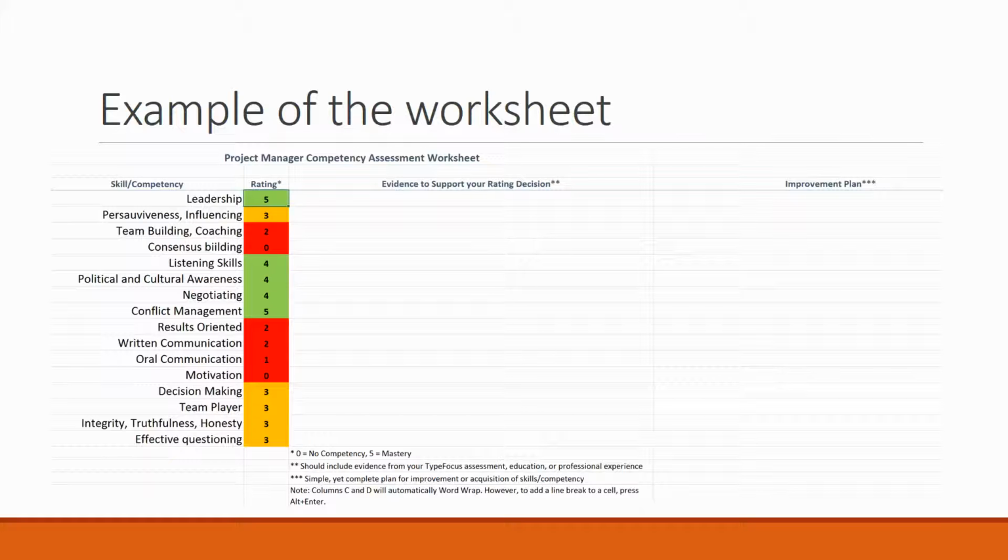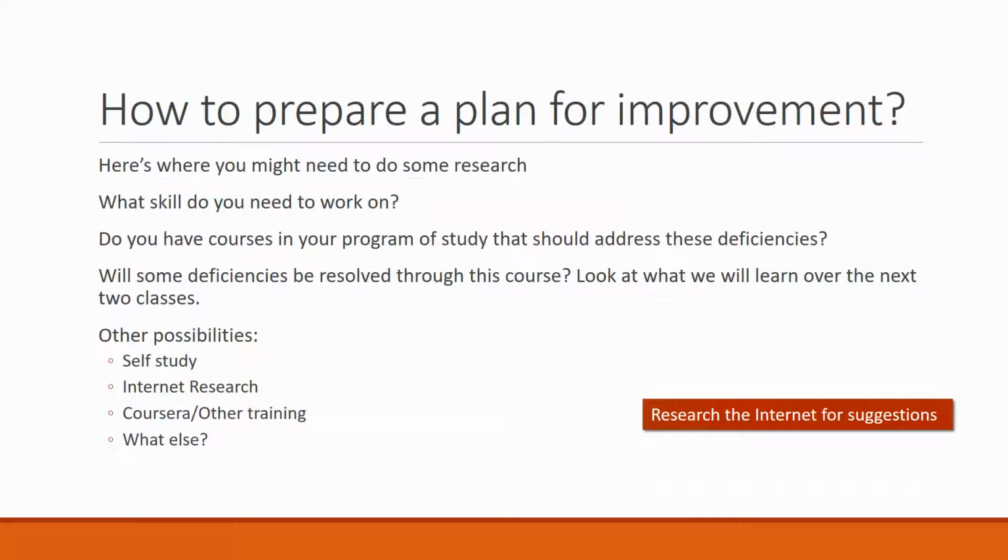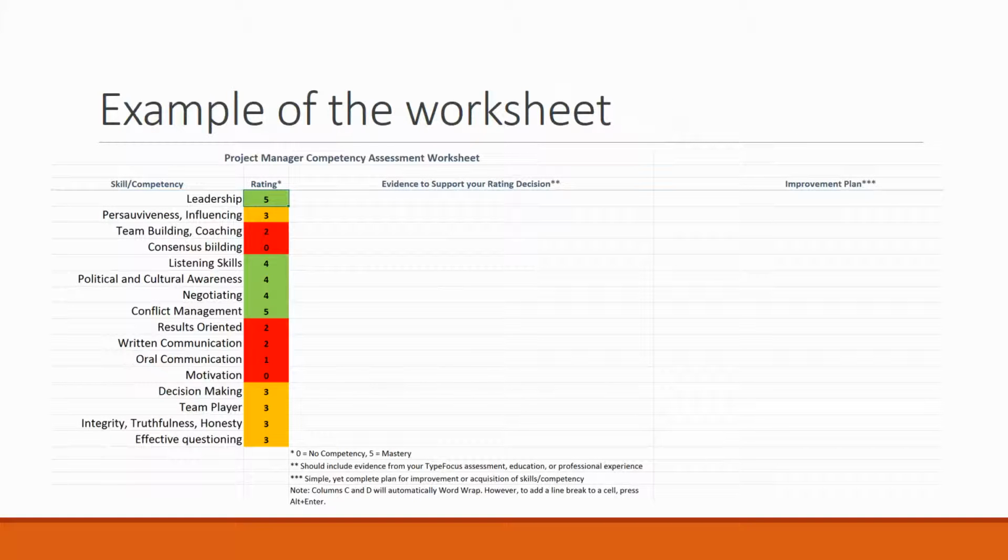Now, it can be a simple plan. Your plan can be as simple as maybe some self-study, some reading, maybe some internet research, maybe a Coursera class or some other kind of training. Maybe you know that you'll be able to improve your leadership skill because you're going to be taking the leadership class in ITAM coming up in the next term or something like that. So maybe your plan for improving your leadership is taking ADMG. Oh my gosh, I can't remember the name of the class, but you get my point. So that might be your improvement plan, to take the ITAM leadership class.